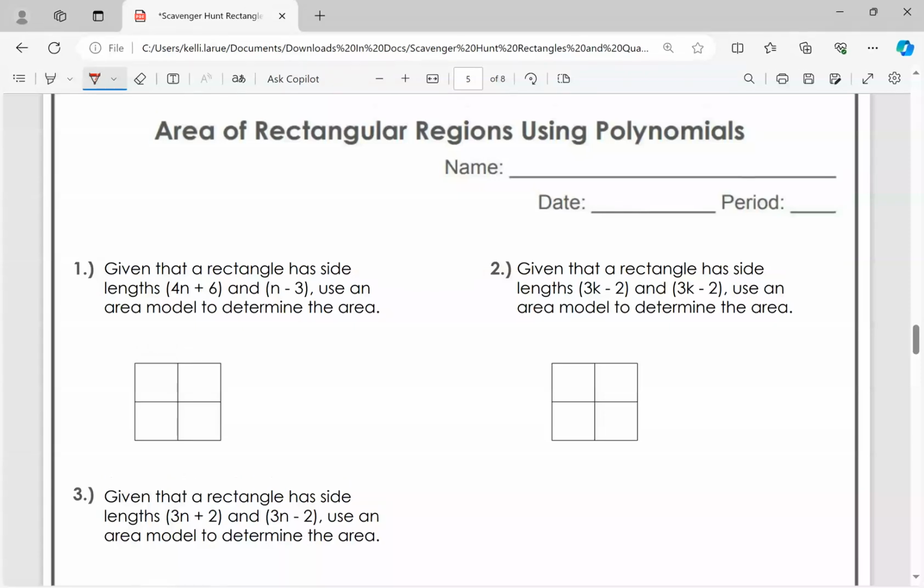Okay, so here it says, given that a rectangle has side lengths 4n plus 6 and n minus 3, use an area model to determine the area. I do want to be clear that whenever you take your test or a quiz, I'm not going to give you an area model to prompt you with that. You need to be able to create your own area model, just like I've told you in class since day 1 of starting this new unit.